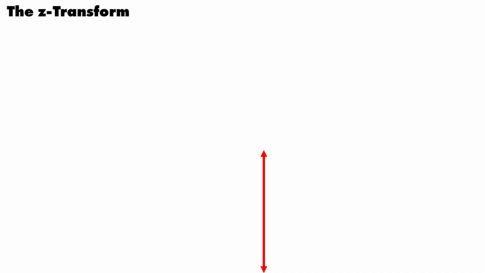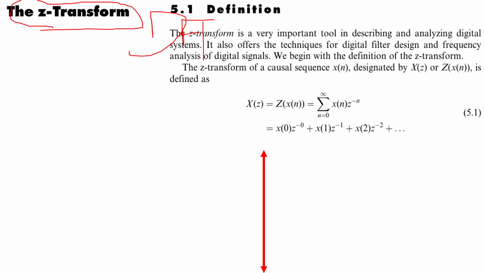So let's start. The question is: what is the Z transform? If we look into the Z transform, it is very much similar to the DFT, the discrete Fourier transform that we have done, with many similarities. The Z transform is a very important tool in describing and analyzing digital systems. It also offers a technique for digital filter design, so this is very useful for digital filter design.